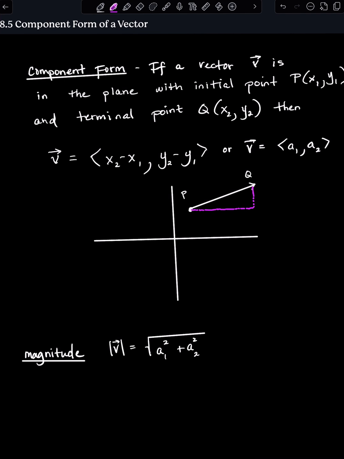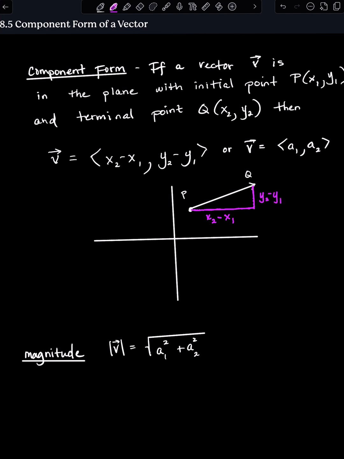Alright, well, what is the length of that horizontal distance going to be? Well, that's going to be the difference in your x value. So that's the change in x, which is just going to be x2 minus x1. And then that vertical length is going to be y2 minus y1, the change in y.